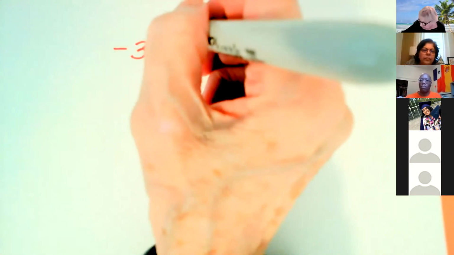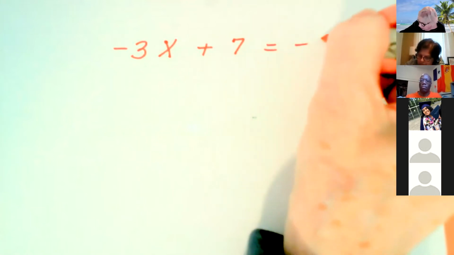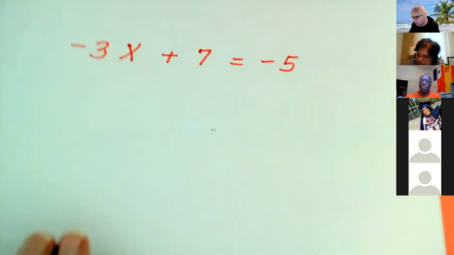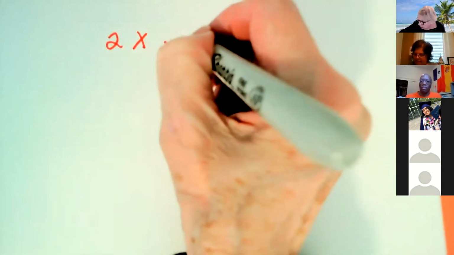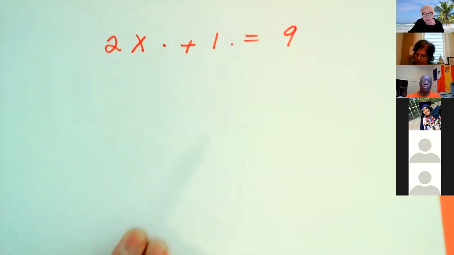I wanted to do one with a negative. Sometimes this bothers people. -3. Oh, no, I don't want to do this. I don't want to do that one, but I will in 1 second. The first thing I want to do is this. 2x plus 1 is 9. I want to do that first.